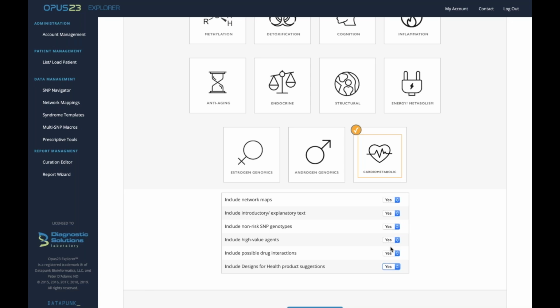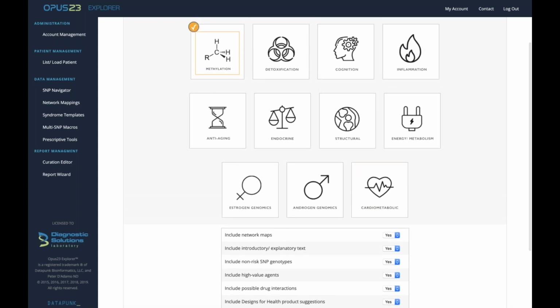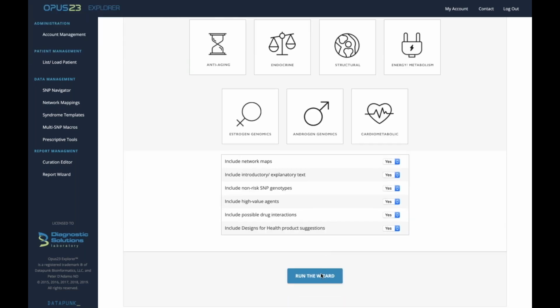Why don't you hit the methylation category only, just to keep it simple. And since most clinicians, when they're dealing with SNPs and genomics, they probably see more and know more and have heard more about methylation than anything. And you can argue whether that's a good thing or not. But why don't you go ahead and run the report wizard in that scenario?